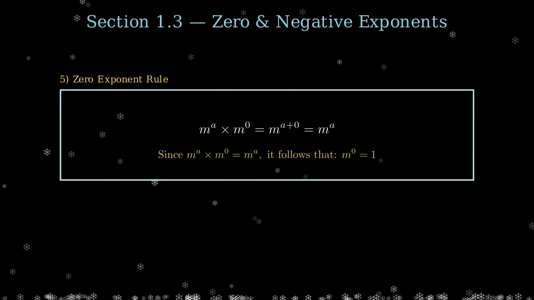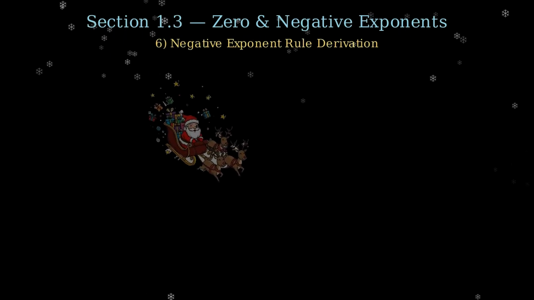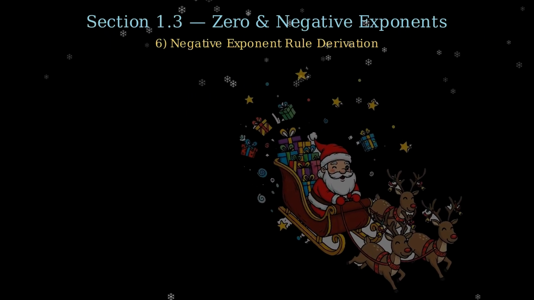Therefore, m to the power of 0 must equal 1. Rule number 6. Now, let's make sense of a negative exponent.